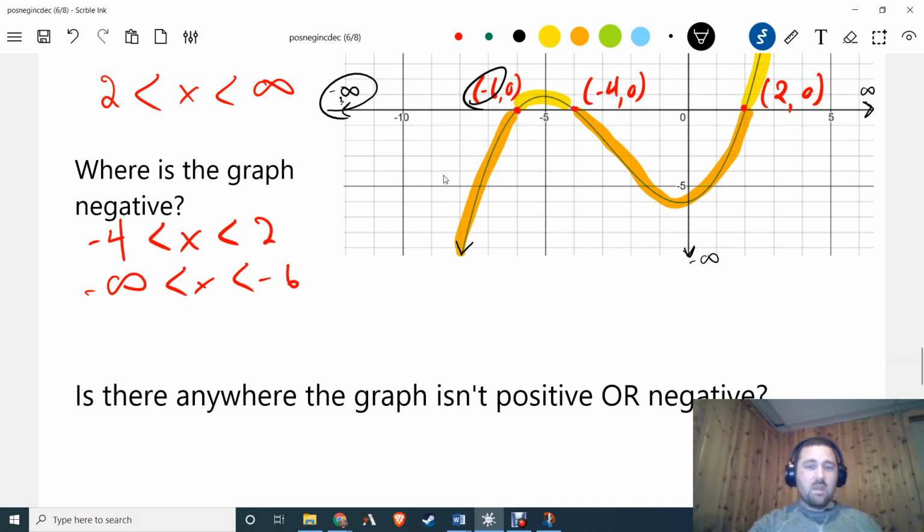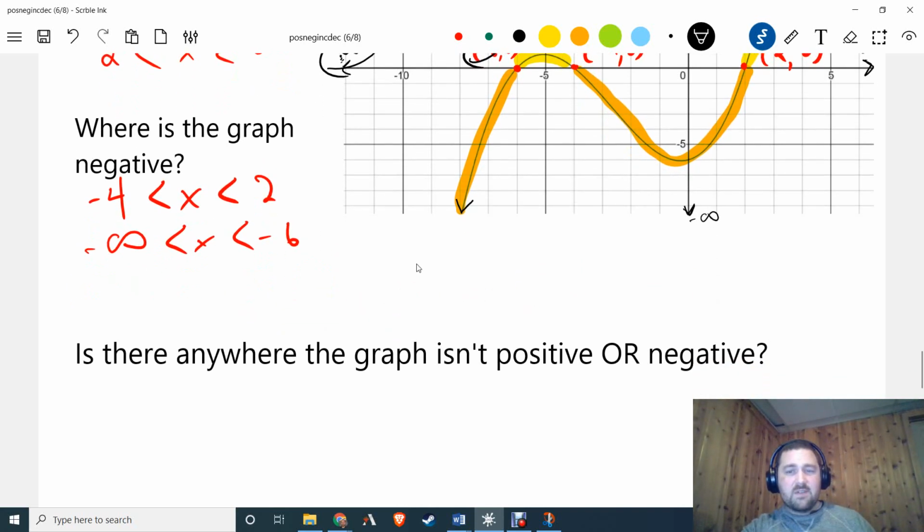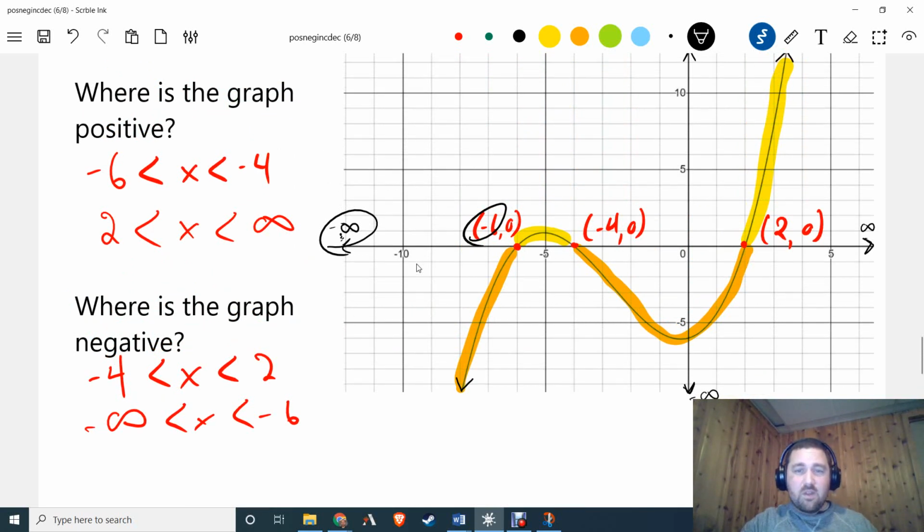Okay, is there anywhere the graph isn't positive or negative? Yeah, we labeled those points. Those are those points here. So it's where x is negative 6, negative 4, and where x is 2. Those are the x values where the graph is neither positive nor negative.